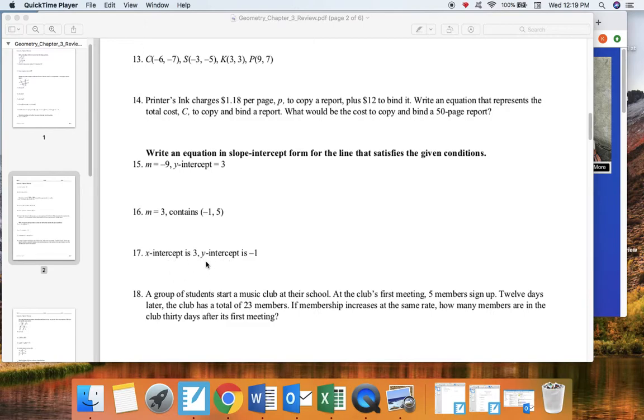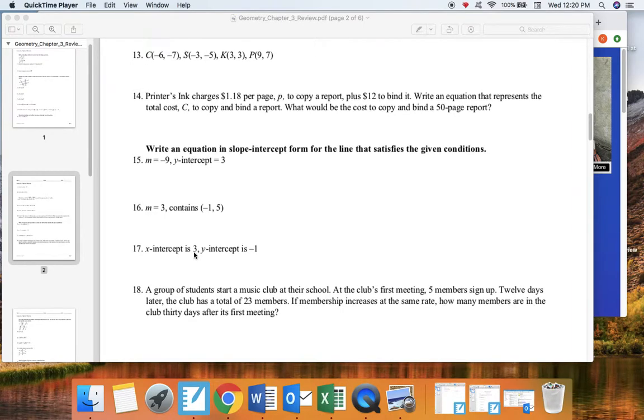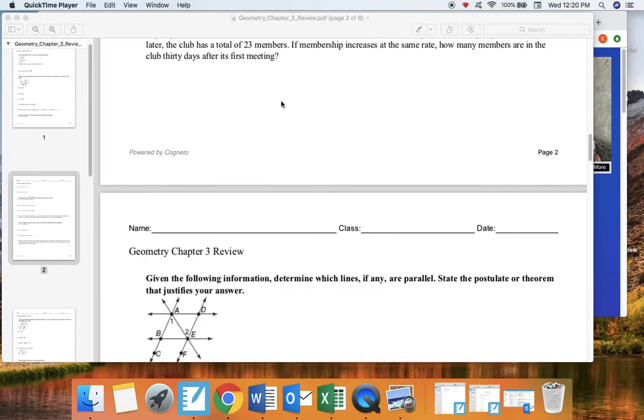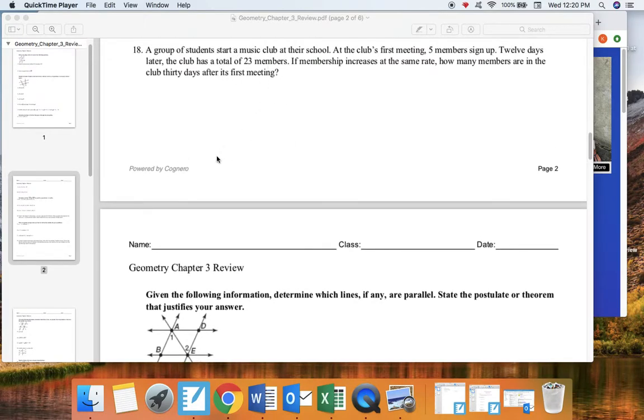You can try to graph these 2 points, the intercepts, and maybe find the slope that way, or just recognize where these points are. So the x-intercept, that would be the point 3, 0. The y-intercept would be the point 0, -1. So you could use the points then to find the slope as well, but I'd encourage a graph on number 17. Number 18, yeah, I'd like you guys to try that one. Just write a linear equation that models that relationship there.